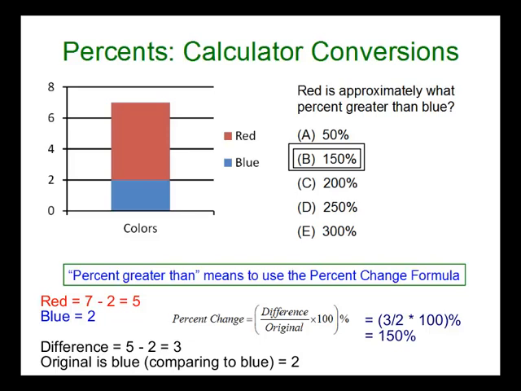3 over 2 is our fraction. You get a decimal out of that, 1.5, and convert to percent by multiplying by 100. So ultimately 150%. And that kind of makes sense. 5 is 150% greater than blue because 150% of 2 is 3, and 5 is 3 greater than 2.